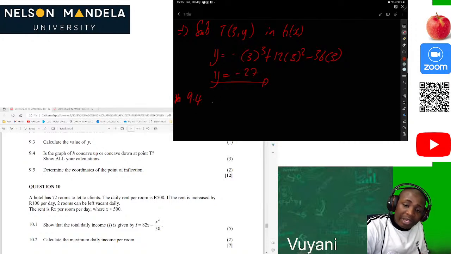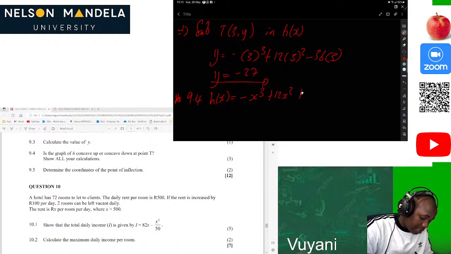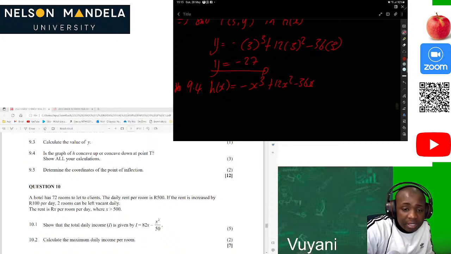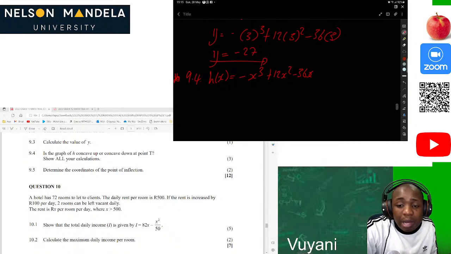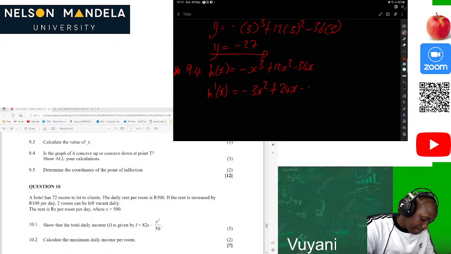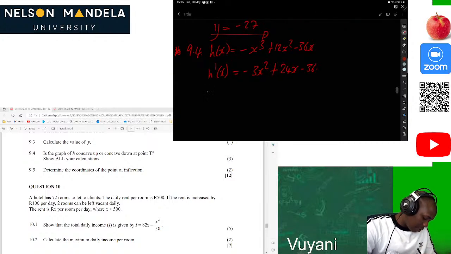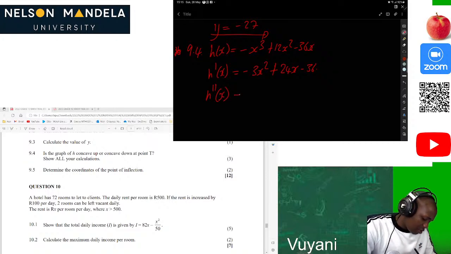9.4, of course. So we are given h of x is equal to negative x cubed plus 12x squared minus 36. This is h of x. They're saying to show that it is concave up or concave down. So we look at h prime of x, which should be negative 3x squared plus 24x minus 36. Then we look at h double prime of x, because we want to know if it is concave up or down. That is equal to negative 6x plus 24.